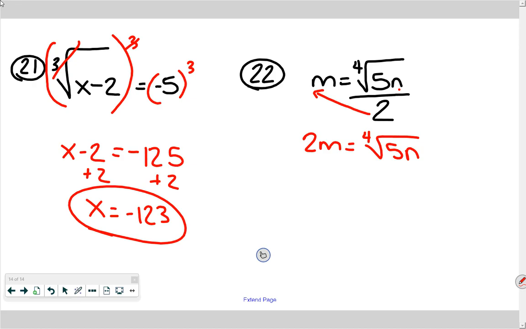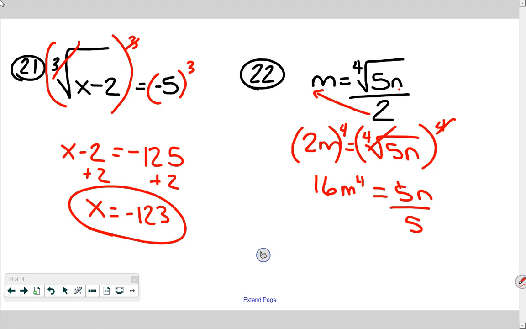So this is taking it to the 4th power. Once I take the 4th power here, 4 gets rid of that. What I do to one side, I've got to do to the other side. Well, 2 times 2 times 2 times 2 is 16, and m to the 4th equals, and the 4th root got rid of it, still left 5n. So now I'm at my last step. In order to get n by itself, I have to divide by 5. When I do the one side, I've got to do the other side. So this is your answer for now.